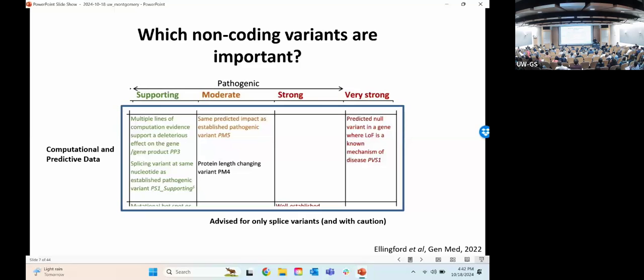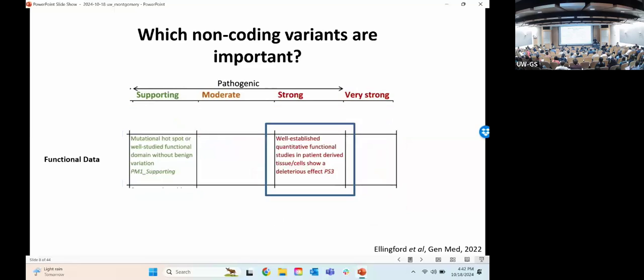We can't run ChromBPNet in the clinic and then say, okay, we found this variant, and that's good enough. What's typically been required for this type of evidence to get to strong for non-coding is well-established quantitative functional studies in patient-derived tissues and cells that show a deleterious effect. So you can make the prediction, but you also need to show, in a cell line or from a patient sample, some kind of aberrant change for this particular variant.